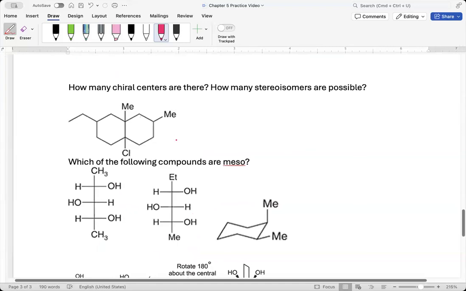The next problem says, how many chiral centers are there? So I just need to recognize the chiral centers. And remember, a chiral center has 4 different groups attached to it. So we see this first one here, because remember there's 3 bonds to that carbon, but there's also a hydrogen. So we've got one chiral center here. We've got a second chiral center here. These are different groups attached to this carbon.